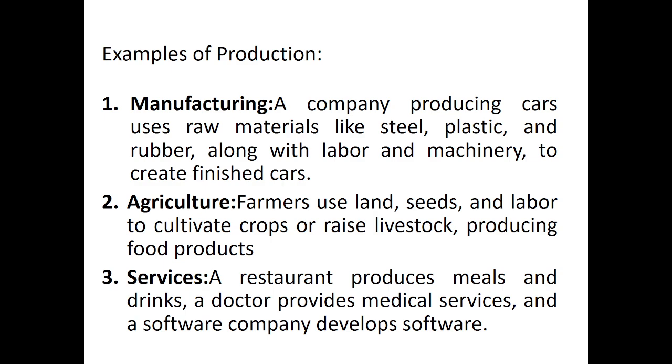Now what are the farmers using? The farmer uses land. This is the raw material. Then seed. This is another raw material. And labor. Wealthy farmers do not do the farming by themselves. They keep labor on a daily basis, and they work in their respective fields, planting, seedling, cultivating, producing. These all come under the agricultural method. And apart from that, they raise livestock and produce food product. Finally, these are the examples of production.